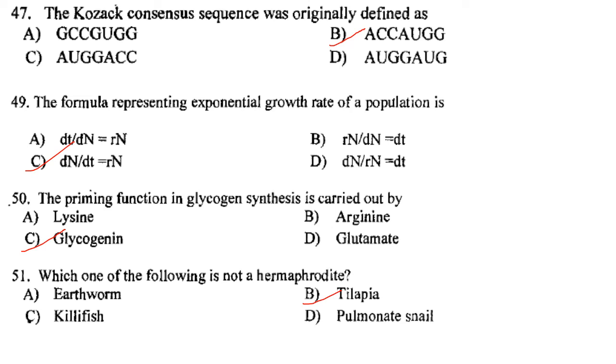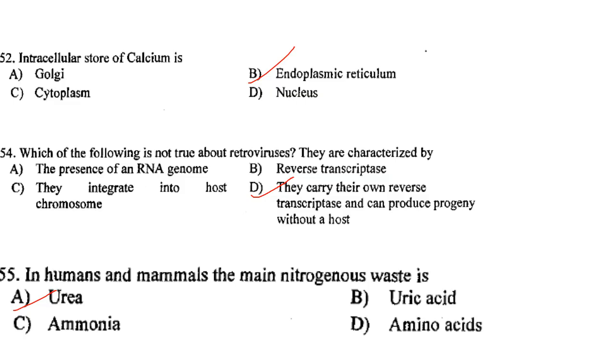Which one of the following is not a hermaphrodite? So tilapia is not a hermaphrodite. Answer is option B. Then intracellular store of calcium is. So it is endoplasmic reticulum. Answer is option B. Then which of the following is not true about retroviruses?